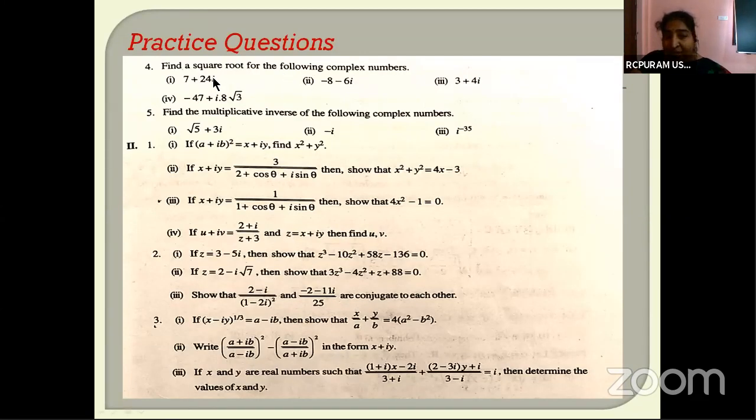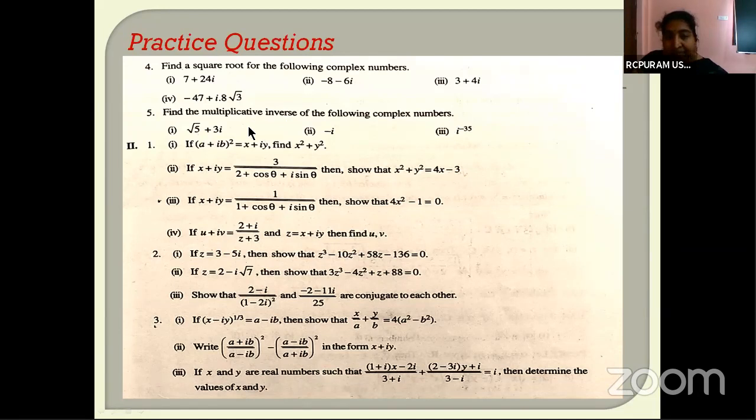We have seen what is square root of a complex number. You can solve these problems. I want you to try both the methods we have discussed today, the formula method and the expansion method. And then we have to find the multiplicative inverse of the following complex numbers.